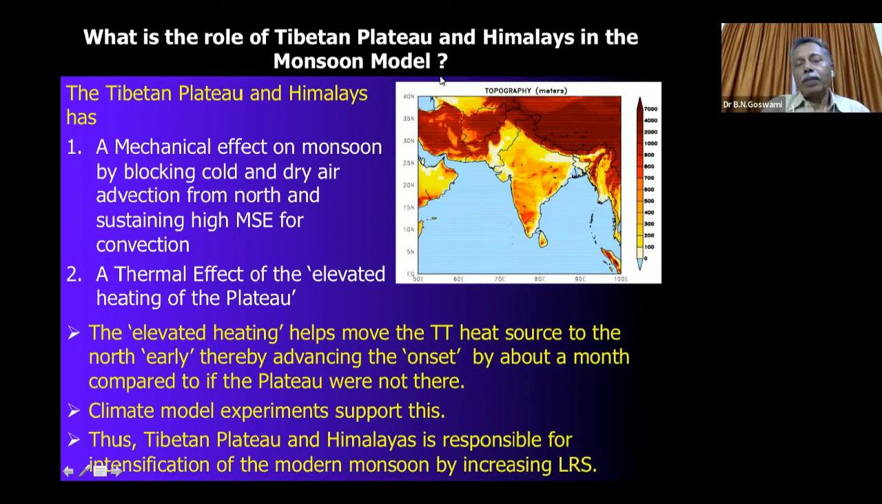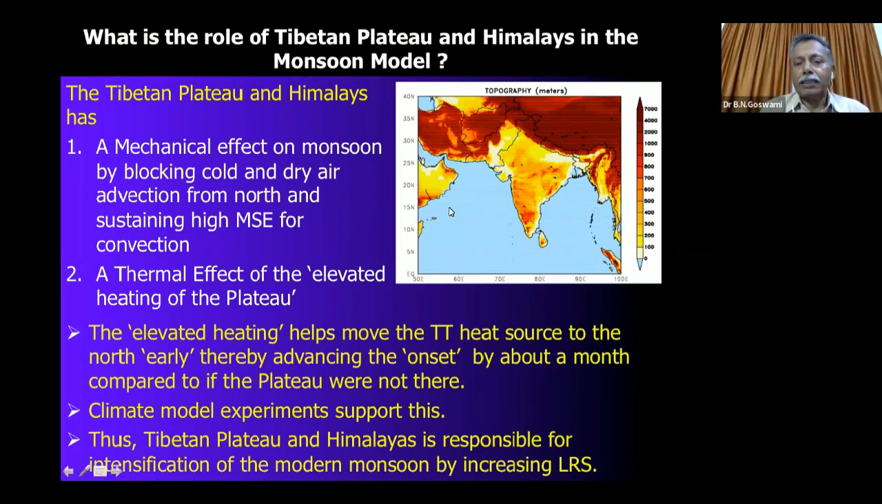These extratropical waves can bring in cold and dry air from the north, and that can affect the moist static energy in this region. And the moist static energy, if it is very low, then the convection will not sustain. So during monsoon time, it prevents such cold air from coming and affecting the low-level moist static energy, making it low. And therefore, monsoon can remain active. If it was not there, there would be many events when the cold and dry air would come and the monsoon convection would be inhibited.